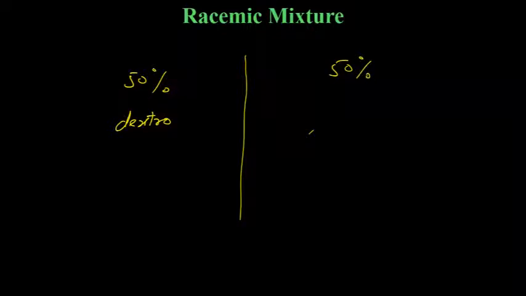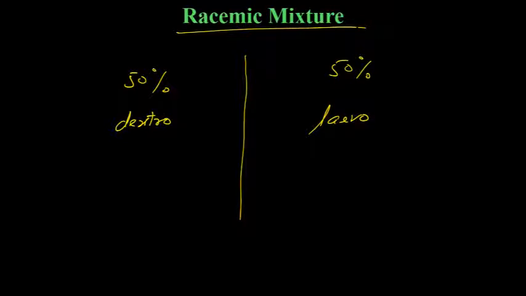Now another term, racemic mixture. And then we will relate these to SN2 and SN1 mechanisms also. Racemic mixture is that mixture which has equal amount of both dextro and levo forms. That is called racemic mixture. So if we have 50% dextro and 50% levo, then this is termed as racemic mixture.